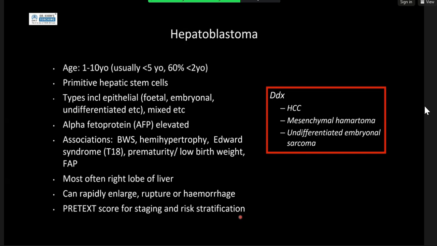And again, as with all the other tumors, you're thinking of the associated syndromes such as Beckwith-Wiedemann, hemihypertrophy. Hepatoblastomas most often happen in the right lobe. They can rapidly enlarge, rupture, or hemorrhage. And an important thing here is that in the oncological centers, they often do what we call PRETEXT staging. You use the PRETEXT score for staging and risk stratification.